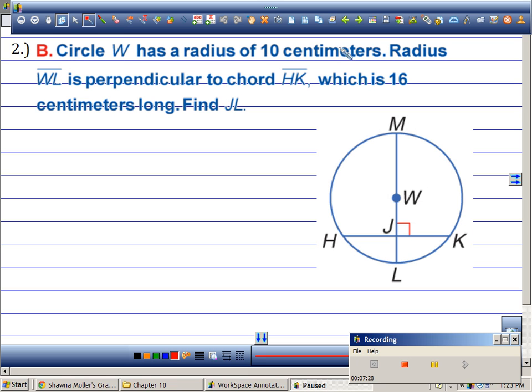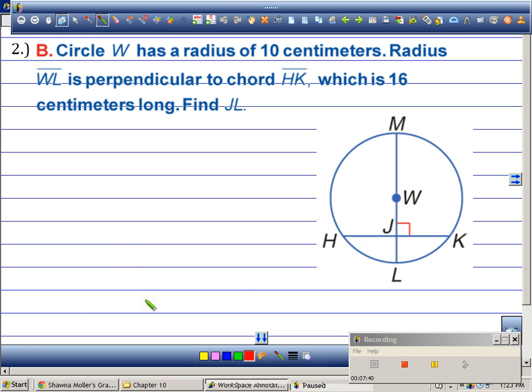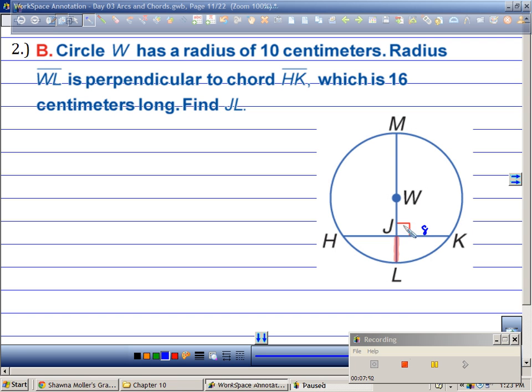So let's try another one. Circle W has a radius of 10. Radius WL is perpendicular to chord HK, which is 16 meters long. Same thing. Find JL. So now we're trying to find this. And I already know that this is 8, and this whole thing is 10. Right?